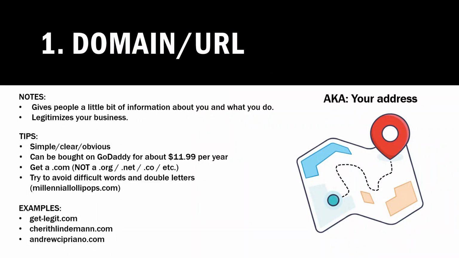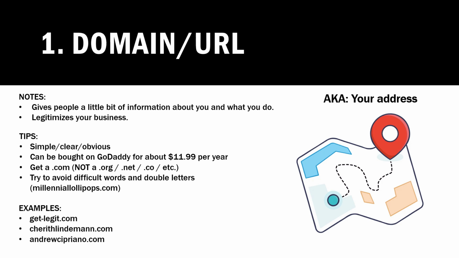Number one is a domain name or a URL. Domain names give people a little bit of information about who you are and what you do, and it also legitimizes your business online. Think of a domain name as your address, okay? It's the place where people can find you online. Some tips are to keep it very simple, clear, obvious. You don't want to get too fancy here. You want people to know exactly what you do if possible.